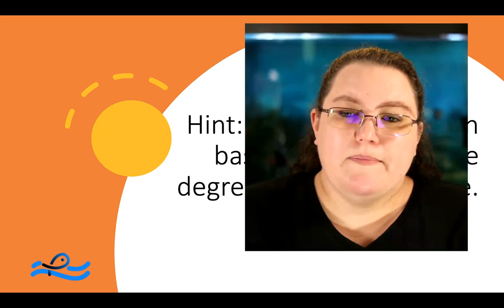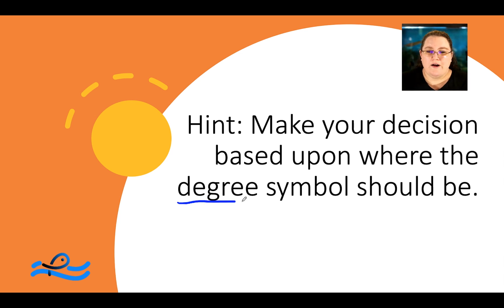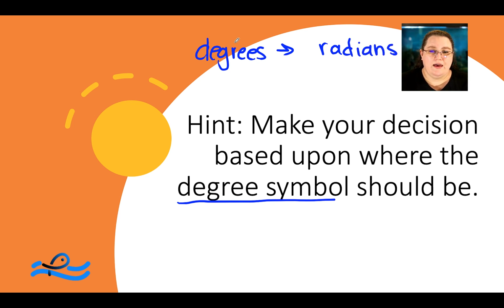Which one you do depends on the scenario. And we make that decision based on where we want our degree symbol to be. Do we want it included in our final answer, or do we want to remove it from our final answer? So when you're going from degrees to radians, you're going to have some number, say 25 degrees, that we're going to be trying to convert to radians. And for that, we want our final answer to not have the degrees. So we need our degree symbol to cancel out, and so that would go on the bottom.